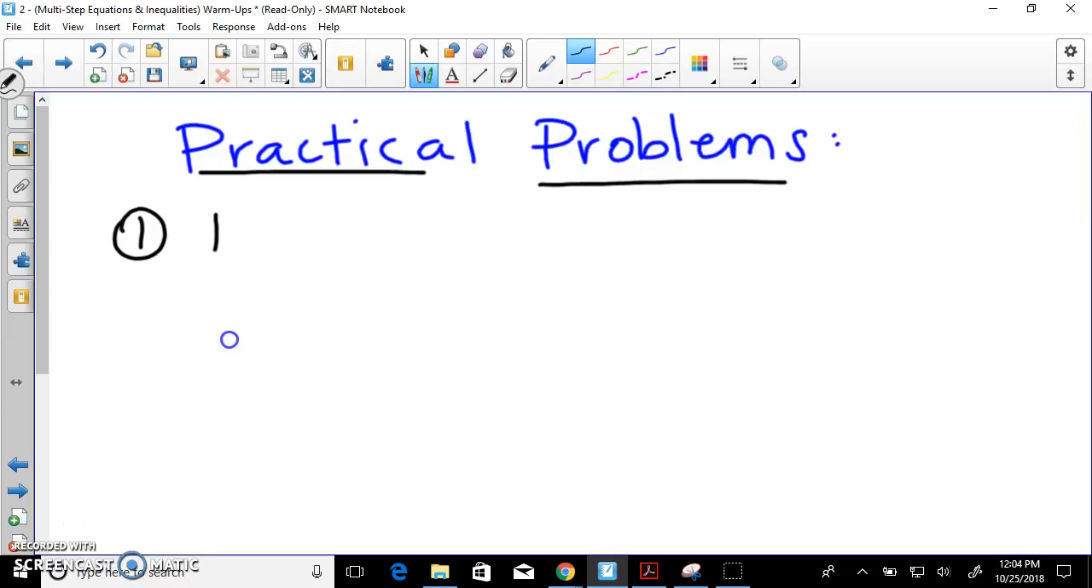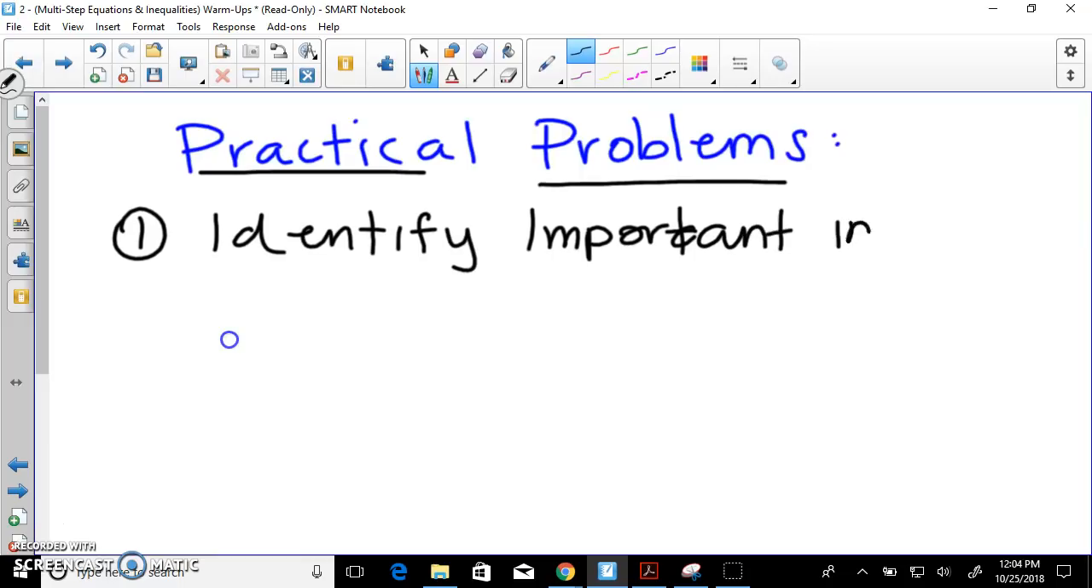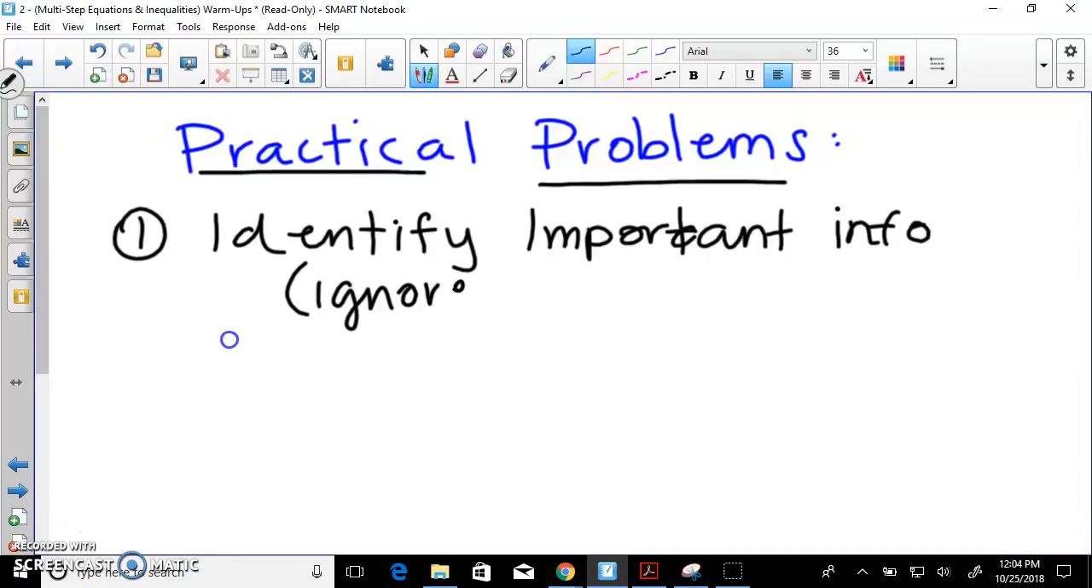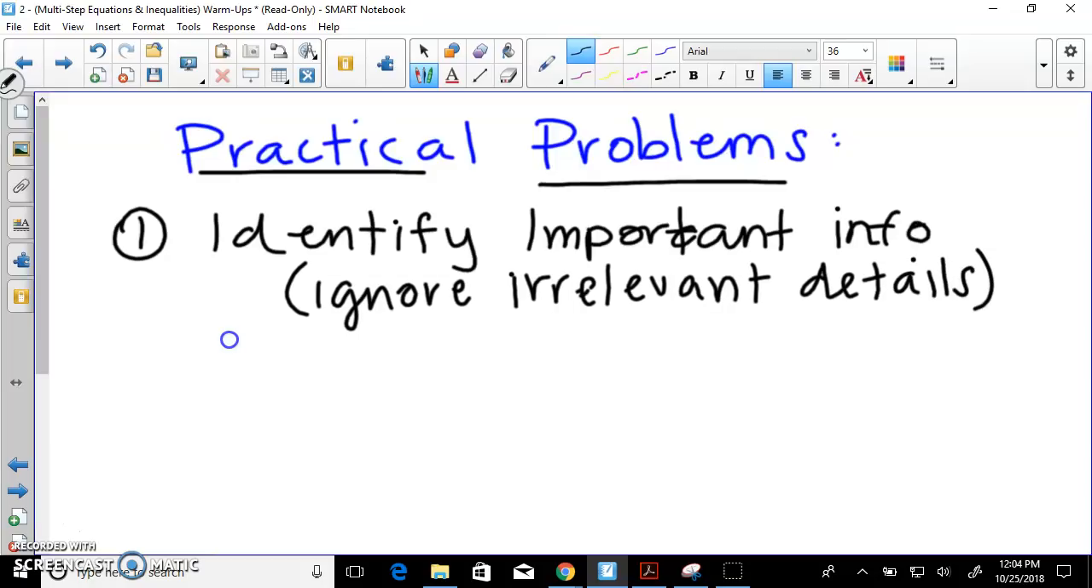The first step is to identify the important information. That's going to be any numbers, any variables that they tell us, just anything about the problem that we think is important. And we can ignore the irrelevant details. We'll talk about in some of our examples what irrelevant details look like.